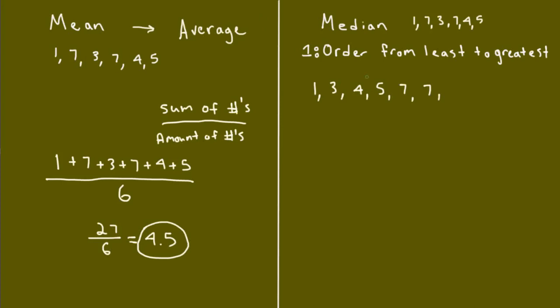So what we will do is we'll take our two middlemost numbers, which are 4 and 5, and we're going to average them out. So just like we find the average when finding our mean, we're going to find the average between 4 and 5. So we take 4 and 5 divided by 2, we get 9 over 2, which is equal to 4.5. So 4.5 is also our median.